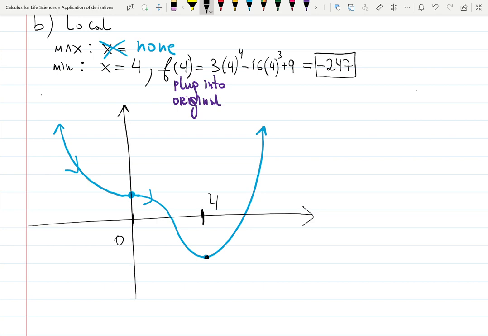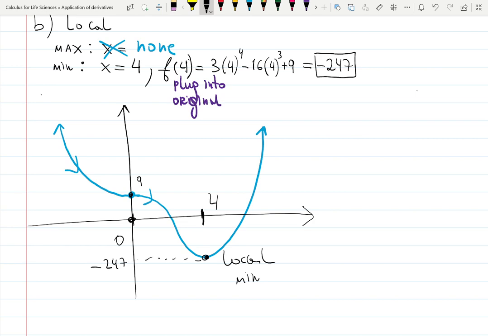At 4, we do have a local minimum. Local, which is actually a global minimum as well, but we're going to learn them on Monday. It is the smallest point of the graph, so it is both local and global. And it goes as low as -247 units. At 0, though, if you plug in 0, you get 9.